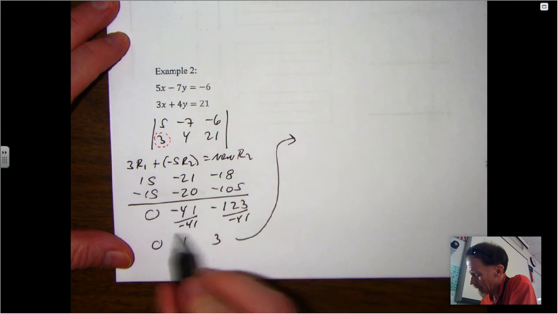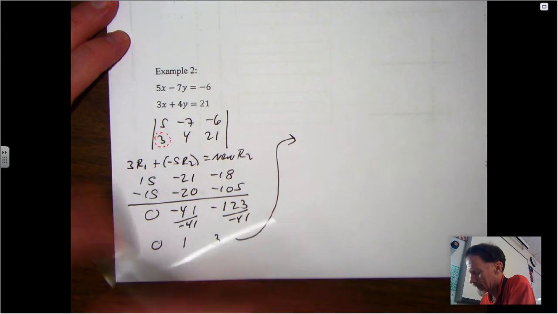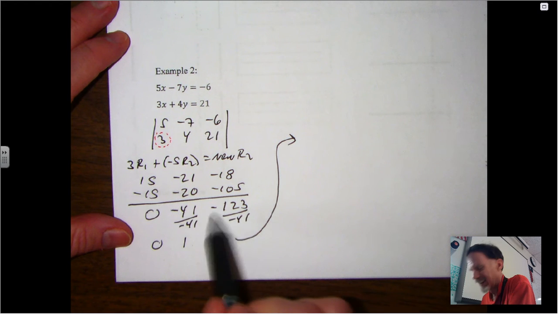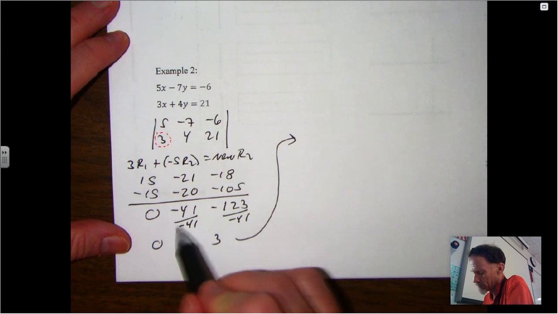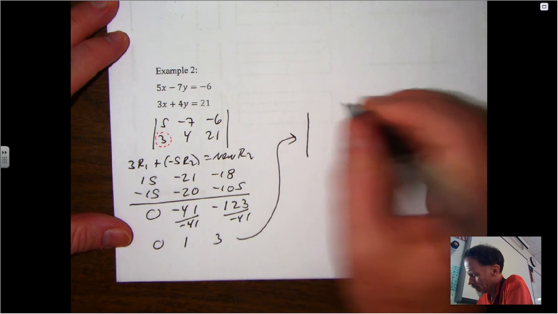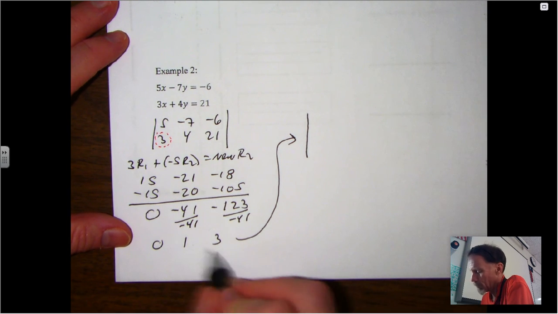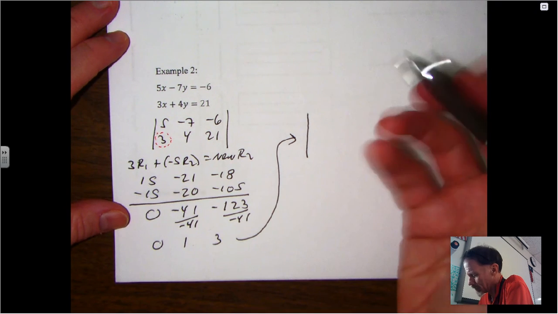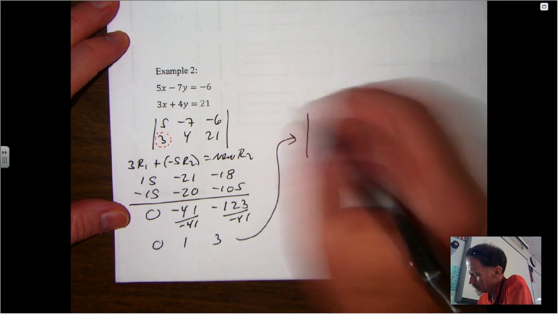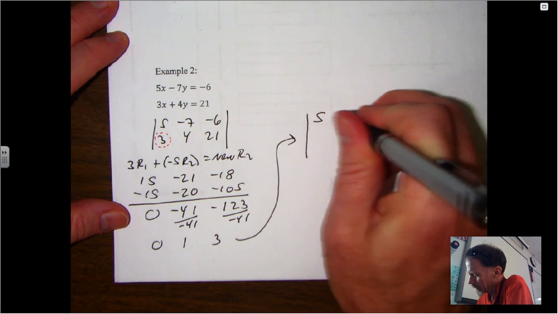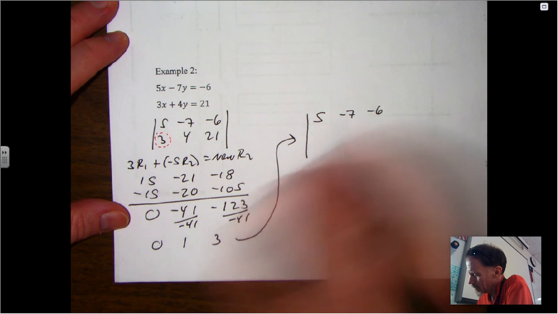The only reason I'm making those smaller is that we want to see if they're small numbers. If you didn't recognize that, just try it out. See if 123 is divisible by 41, and it is. So small numbers are good. Remember, this is our solution for y, and it's going to be a reasonable number. It's not going to come out to some weird fraction. So my top row is still what it was originally, and then 0, 1, and 3.